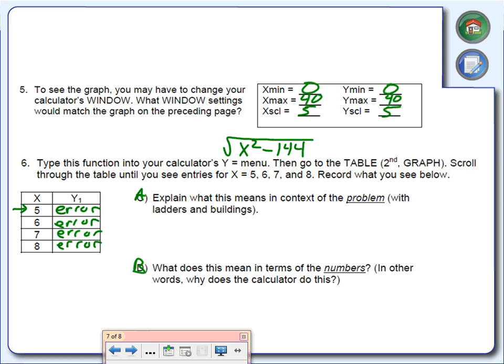Okay? So right here on part A, explain what this means in context of the problem. The reason we're getting an error is because we're not going to reach the building. So when we extend the ladder 5, 6, 7, and 8 feet, we do not reach the building.